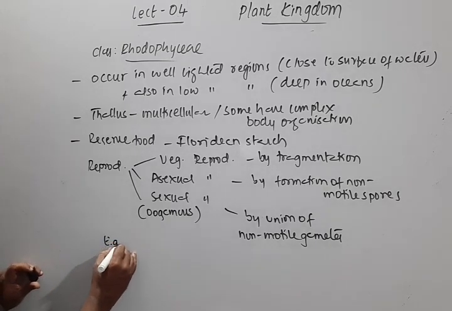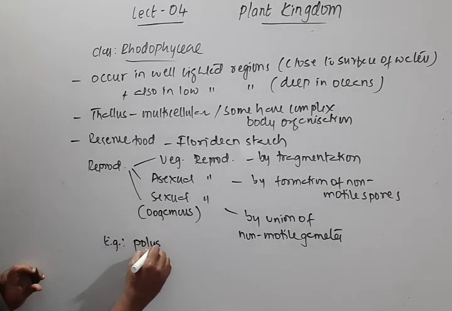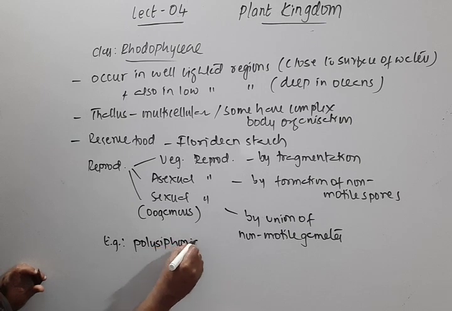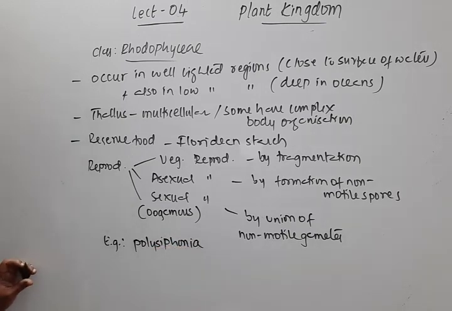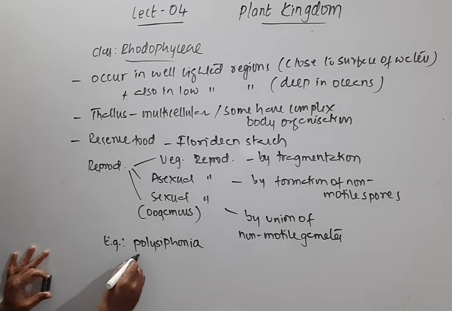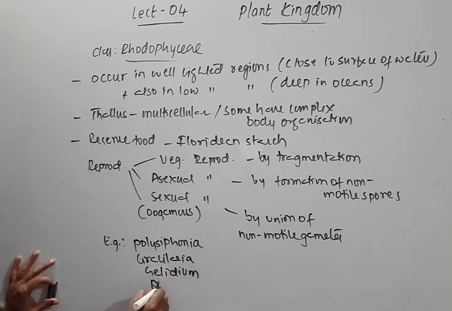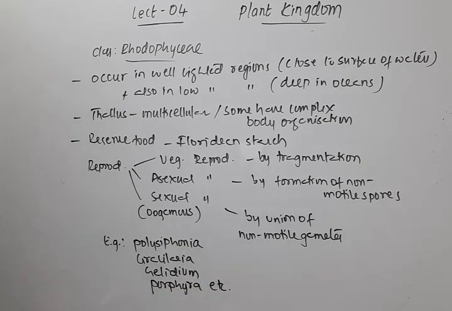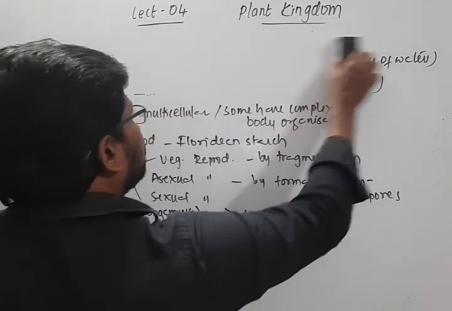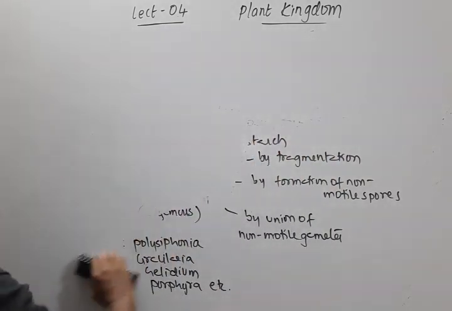And coming to examples, Polysiphonia is an example. Then Gracilaria, Gelidium, and then Porphyra, etc. are some examples of this group, Rhodophyceae. So that's about briefly the three classes.